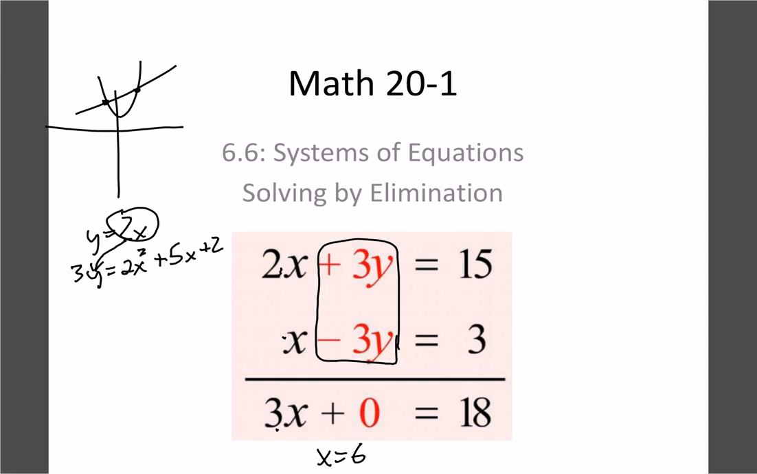And then all we'd have to do, just like before, is plug that back into one of them. So let's do the second equation. So we'd have 6 minus 3y equals 3. Bring the 6 over, that gives you negative 3, so y equals 1. So that means in this case, (6, 1) would be our correct solution.